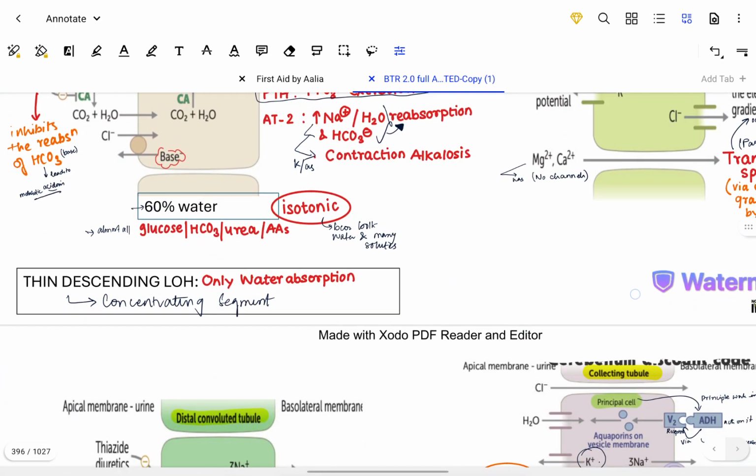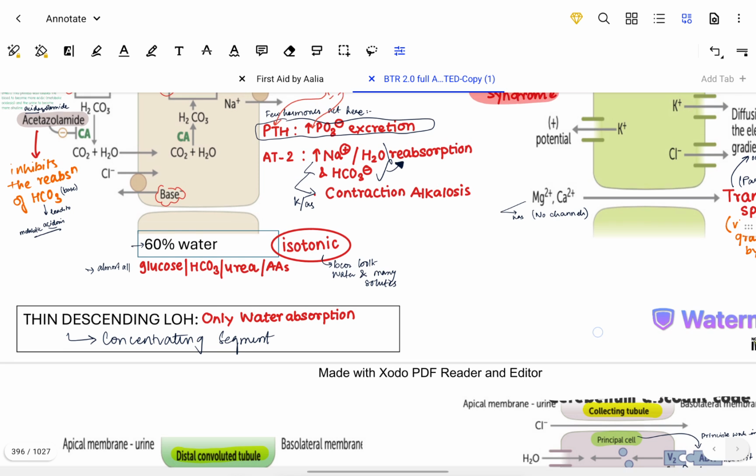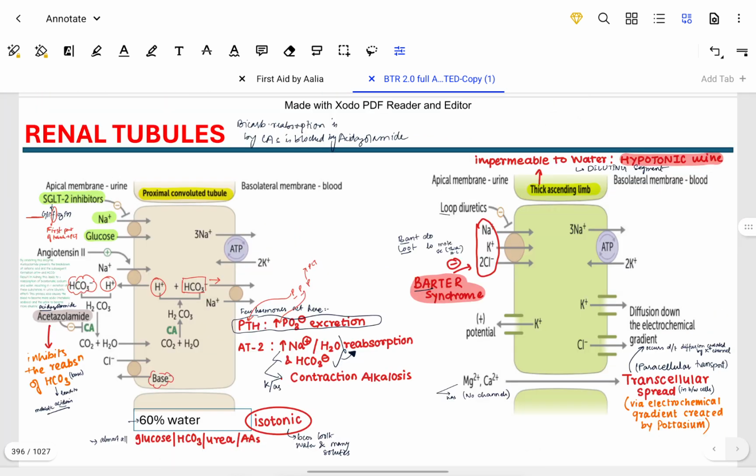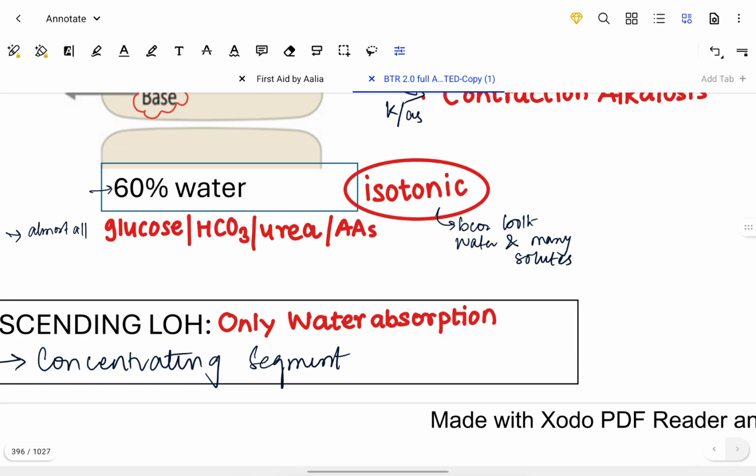So here it is causing water absorption. So it is a concentrating segment, right? So what is it doing? Concentrating segment meaning it makes urine hypertonic. A better word would be reabsorption, right? All the water is being reabsorbed back into the body. So urine is becoming hypertonic, very concentrated. So the descending loop of Henle, which is the thin limb, is the concentrating segment.